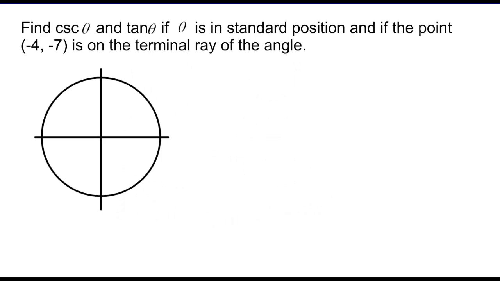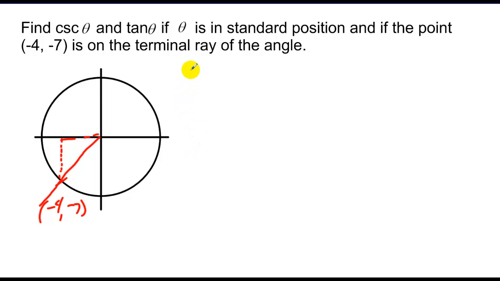Now, we're going to take a different slant on this. We're going to find the cosecant and the tangent value if I have an angle in standard position that passes through negative 4, negative 7 on the terminal ray of the angle. So what that states is I have some angle going through negative 4, negative 7 on a circle. Now, the problem is in this case I'm not on the unit circle anymore. So what I have to do is find out, what is the ratio of values that give me cosecant and tangent?